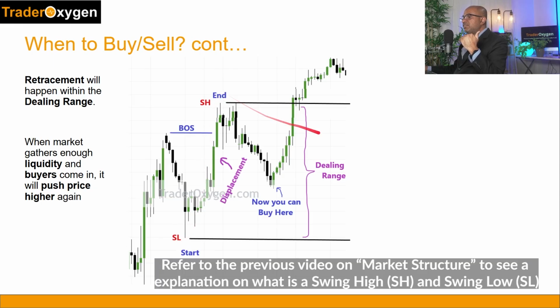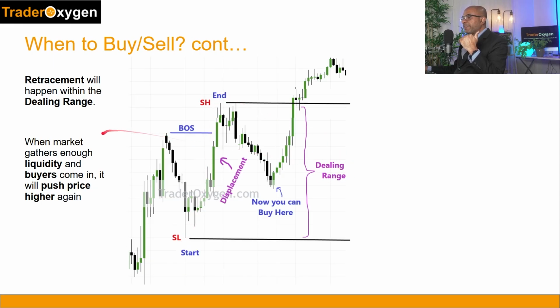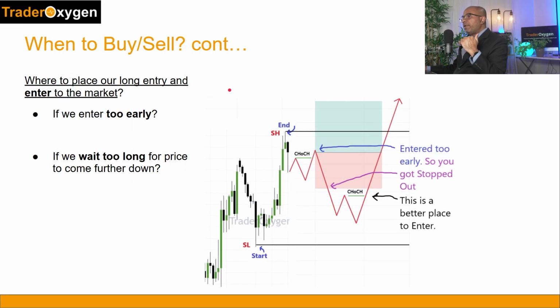So this range is what you call a dealing range. Now what will happen is, when the market gathers enough liquidity and enough buyers, the price will start pushing higher again. So where to place our long entry in an uptrend?